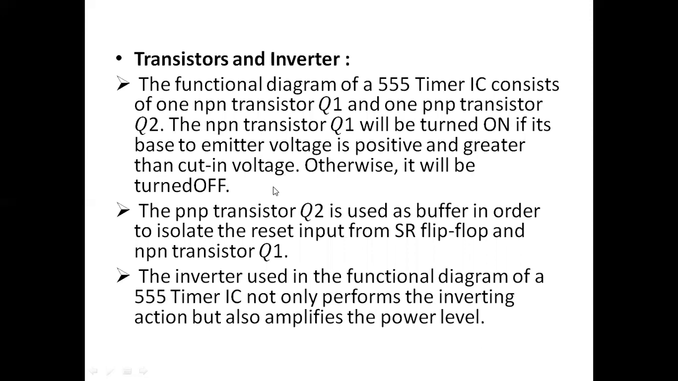Next one is the transistors and inverter. Normally we have two transistors internally in the 555 timer. One is an NPN transistor, that is Q1, and the other is a PNP transistor, that is Q2. Only one is visible in the block diagram, but internally we have two transistors. The NPN transistor Q1 will be turned on if its base emitter voltage is positive. That is, only if the base emitter voltage is positive will the transistor Q1 be on, otherwise it will be in the off condition. For the PNP transistor, that is the Q2 transistor, here we are using a PNP transistor.